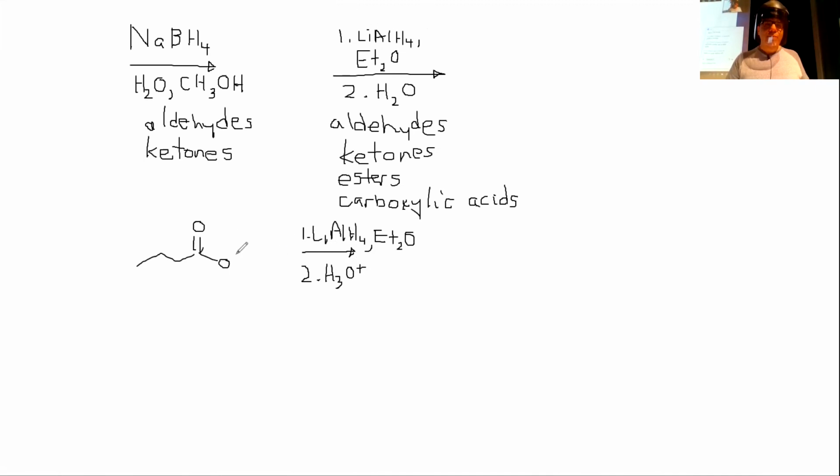Because otherwise we're not going to be able to keep things straight. So let's make it an isopropyl ester. In any case, what I would expect we'd get out of this as the major organic product would be nothing other than 1-butanol.